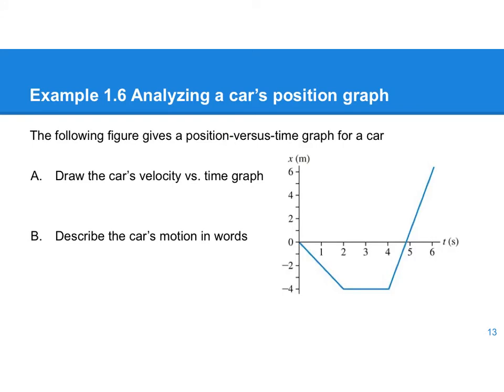All right, so let's do an example problem. The following figure represents a position versus time graph for a car. And our first step is to draw the car's velocity versus time graph. And if this is a position versus time graph, I get velocity versus time from the slope.